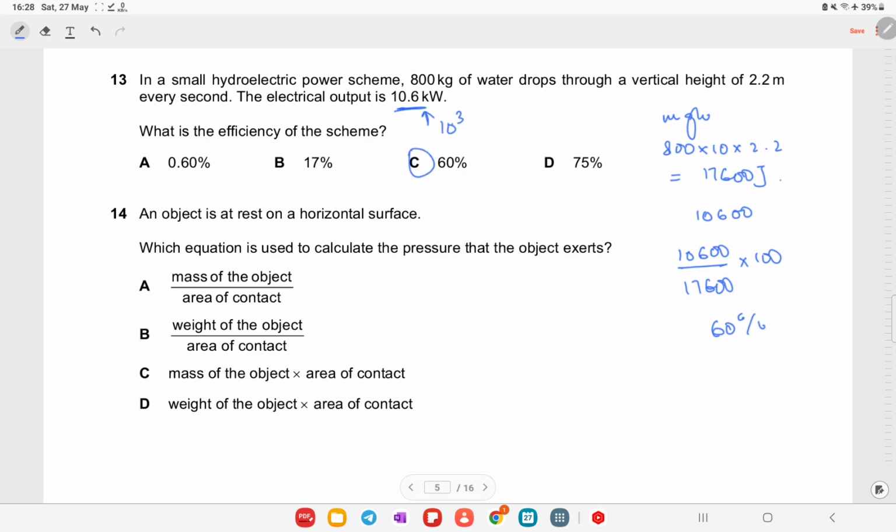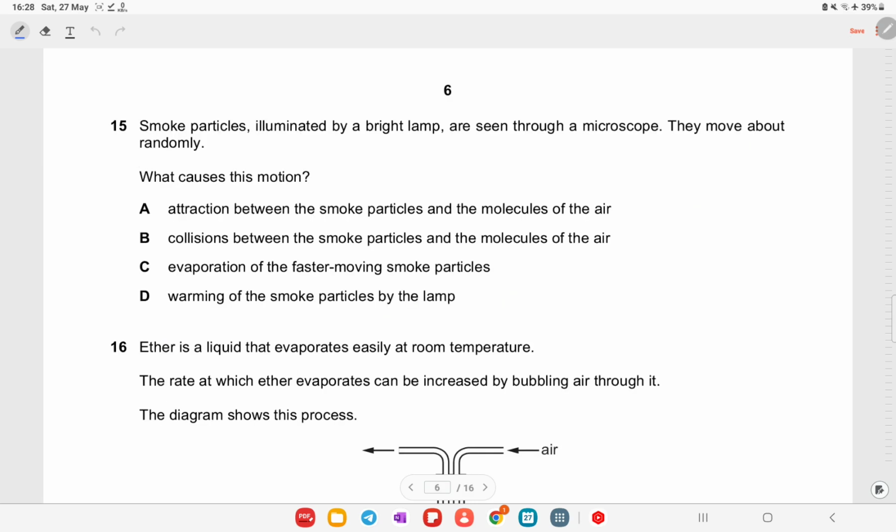An object is at rest on a horizontal surface. Which equation is used to calculate the pressure that the object exerts? We know the formula, pressure equals force over area, and we also know that force is equal to W, so we can write it down as W over A. So this is going to be option B.